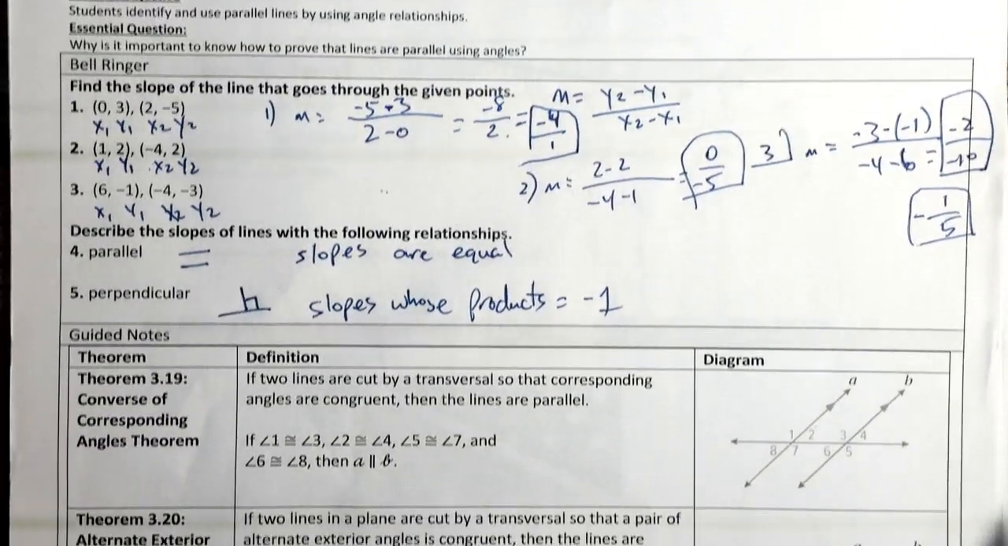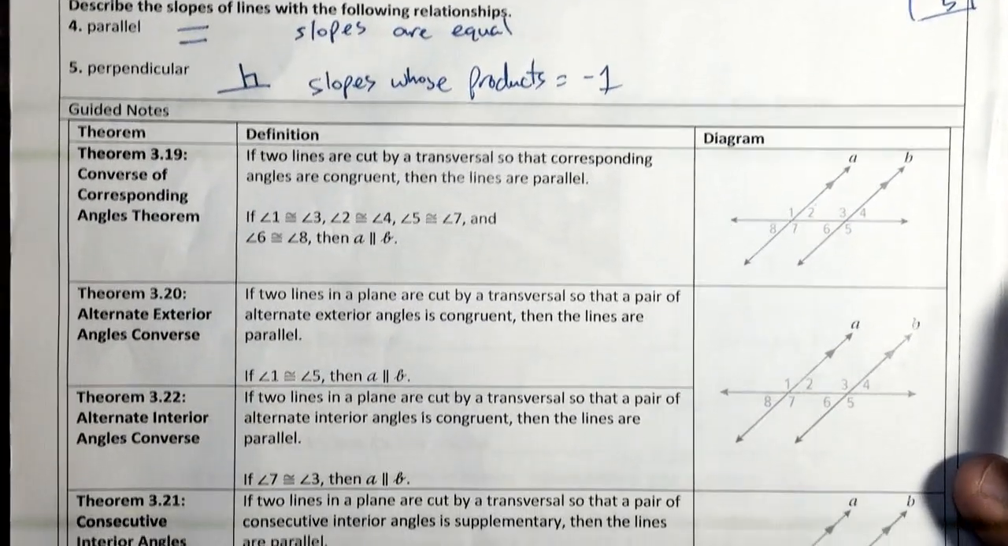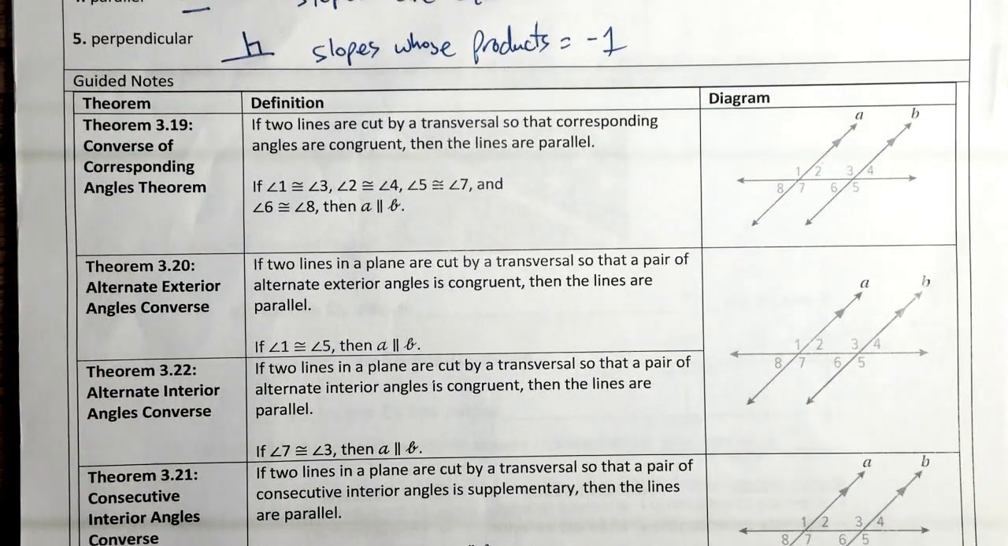All right, let's go down to our guided notes. Still on page 6. Some colors together for you. All right, so theorem 3.19 is the converse of corresponding angles theorem. So, we learned before in previous lessons about the if-then and then the converse. If-then is if P then Q. The converse is if Q then P.